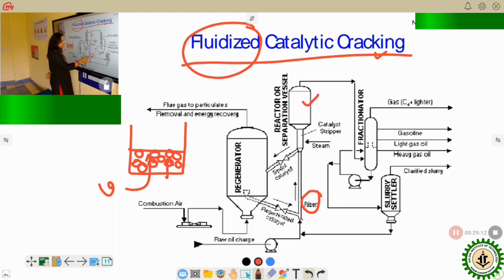And all these things, whatever vapor will be produced, whatever product will be produced, they will ultimately go in the upward direction through this riser. So in the total riser, in the fluidized condition, the reaction will take place with the feed and the heated catalyst. So our reaction is completed within the riser. Basically in industry you can see this riser is a very long tube, around 5 meter to 10 meter length.